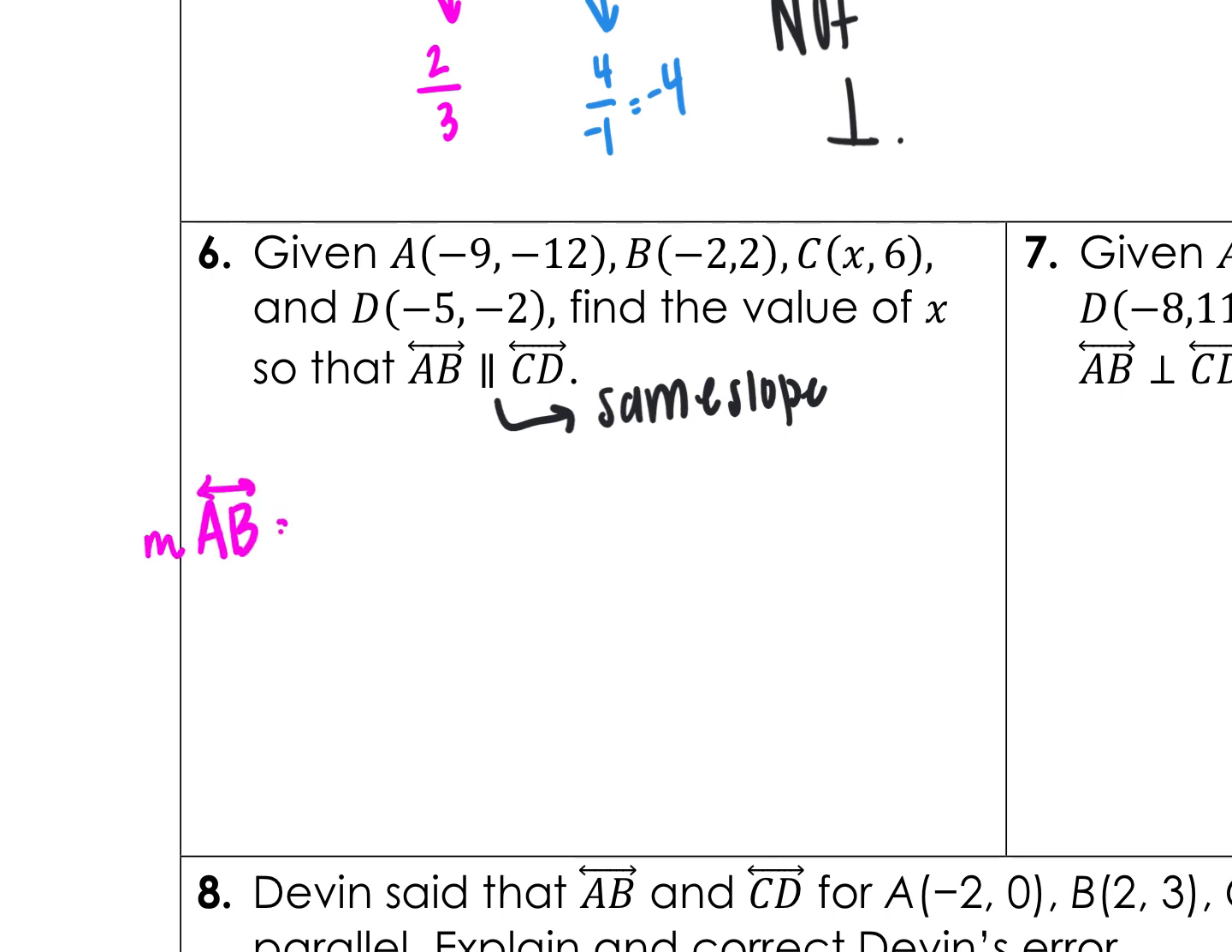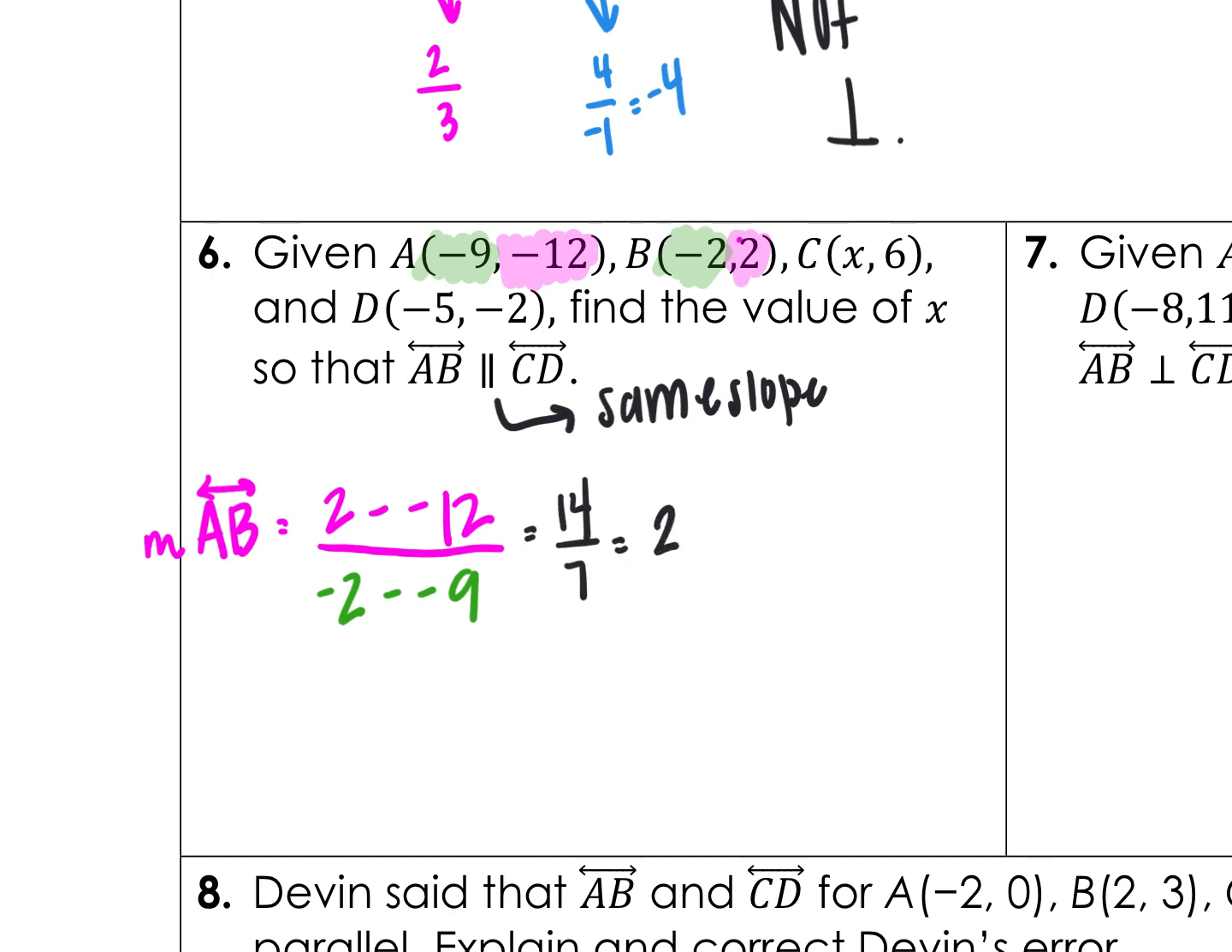So I'm going to find the slope of AB. When you're given a set of ordered pairs and you want to find the slope, you take the y's and you determine the order that you want to subtract them, but you subtract those first. So I'm going to do 2 minus -12. So I did the second point minus the first point. Then my denominator, I have to do the second point minus the first point. So -2 minus -9. And then let's simplify that out. 2 minus -12 is 14. -2 plus 9 is 7.